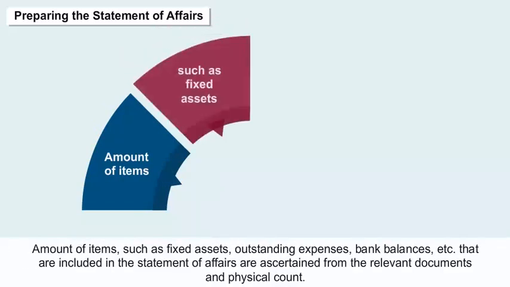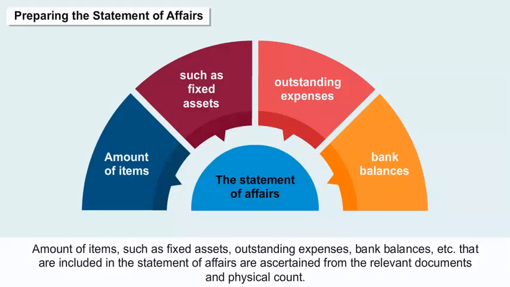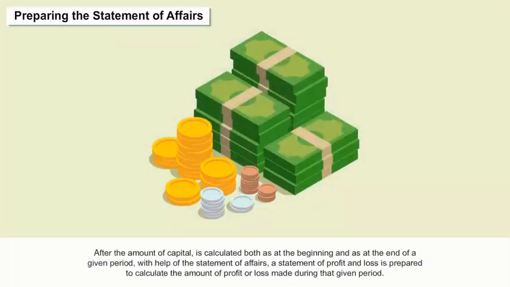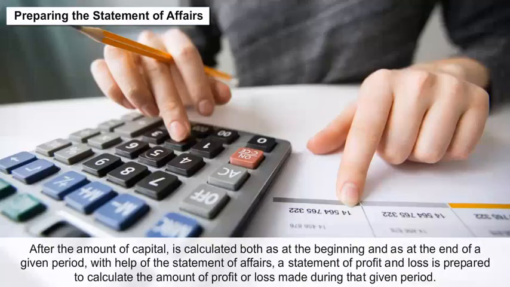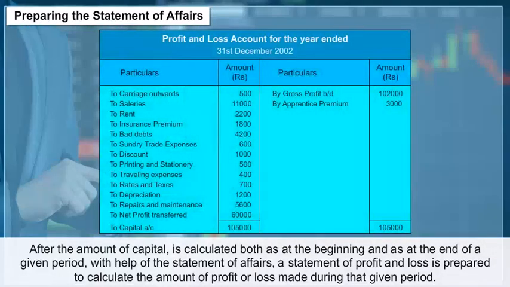Amounts of items such as fixed assets, outstanding expenses, bank balances, etc., that are included in the statement of affairs are ascertained from the relevant documents and physical count. After the amount of capital is calculated, both as at the beginning and as at the end of a given period with the help of the statement of affairs, a statement of profit and loss is prepared to calculate the amount of profit or loss made during that given period.